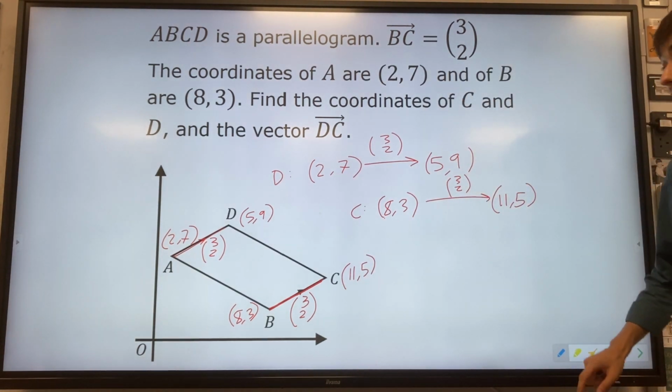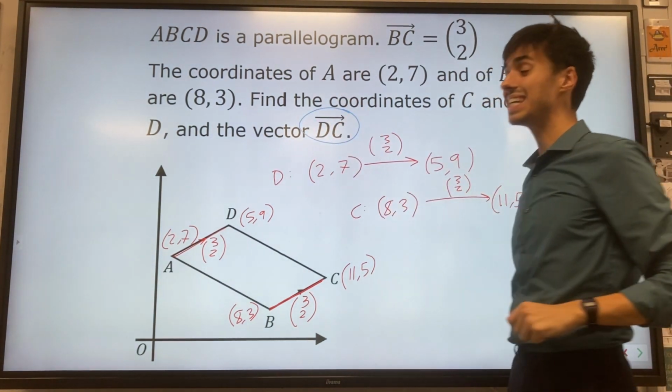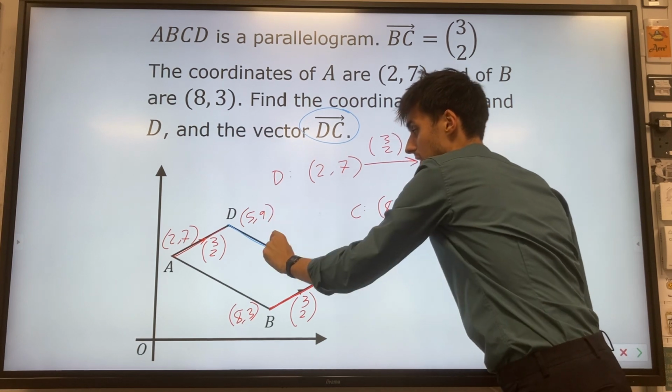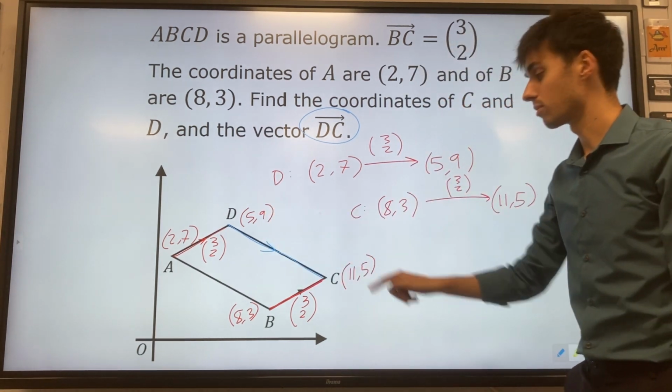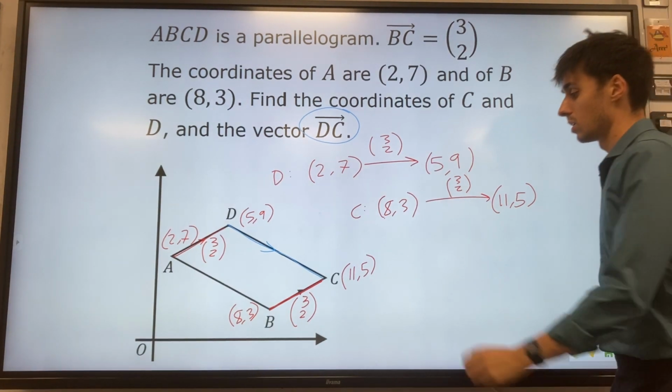The last part is slightly different to what we've seen before. We want to find the vector D to C. So that's this vector travelling from 5, 9 to 11, 5. I'm going to show my working in a really similar way. I'm going to write this.